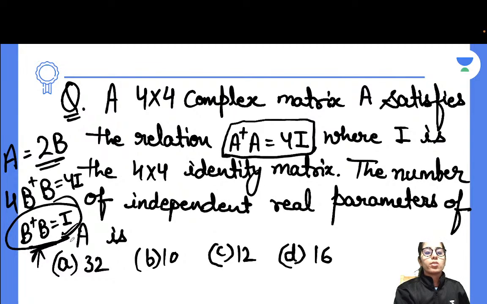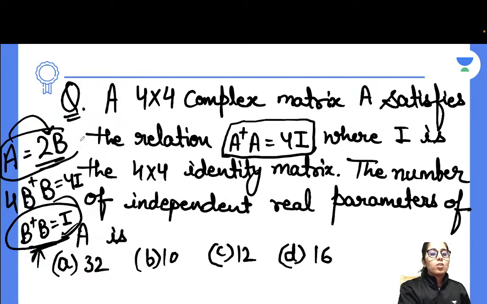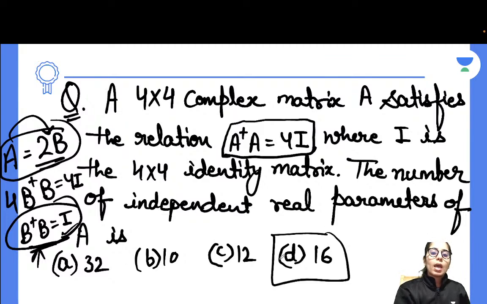Here I is the identity matrix. For any unitary matrix of order n by n, a square matrix since its number of rows and columns are equal, we will have the number of real independent parameters equal to n square. Since A is a 4 by 4 matrix, B will also be 4 by 4. Since B is a unitary matrix, A will also be a unitary matrix. So the number of real independent parameters will be n square, which is 4 square, giving 16. Hence the right answer here is option D.